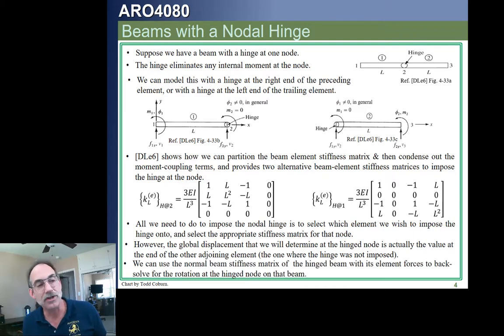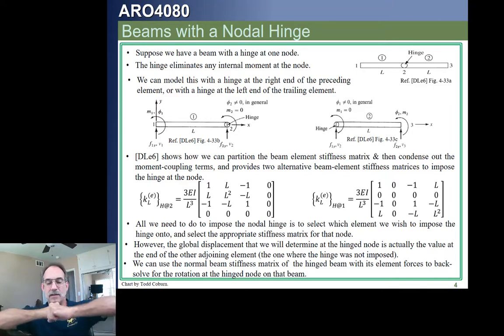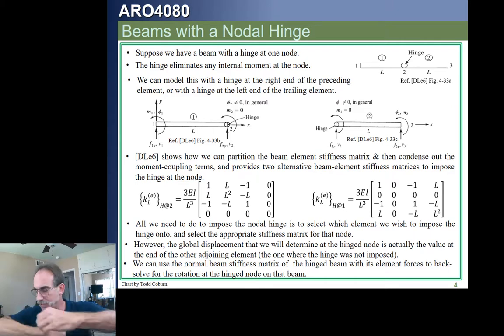And then what we'll do is go back to the normal stiffness matrix, the unmodified stiffness matrix of the element, in order to calculate what the rotation is on the other part. So let's say we have a stiffness of two beam elements like this, and let's say this is element 1, this is our hinge, this is element 2.